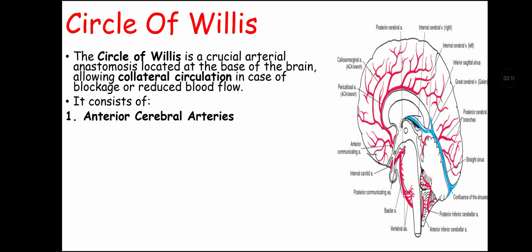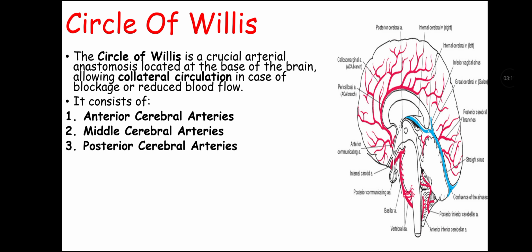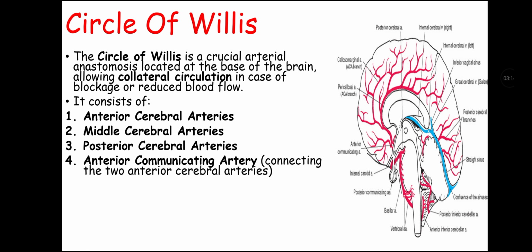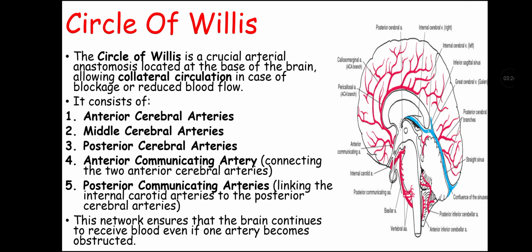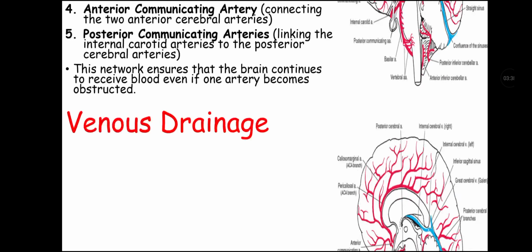It consists of anterior cerebral arteries, middle cerebral arteries, posterior cerebral arteries, anterior communicating artery that connects the two anterior cerebral arteries, and posterior communicating arteries that link the internal carotid artery to the posterior cerebral artery. So these are the arteries that interconnect to form the circle of Willis, and this network ensures the brain continuously receives blood even if one artery becomes obstructed or there is reduced blood flow.